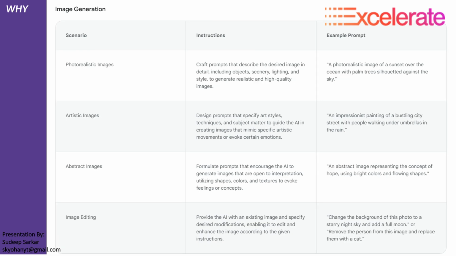Image generation. Various AI tools such as Midjourney, DALL-E, Craiyon, and other tools can be used to generate photorealistic images. We can also use them for graphic designing. A photorealistic image of a sunset over the ocean with palm trees silhouetted against the sky. It will take a little time, and tools such as Midjourney and Adobe Firefly can easily generate artistic images, abstract images, and image editing.